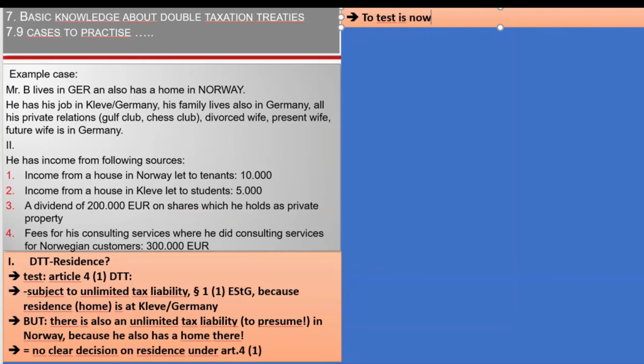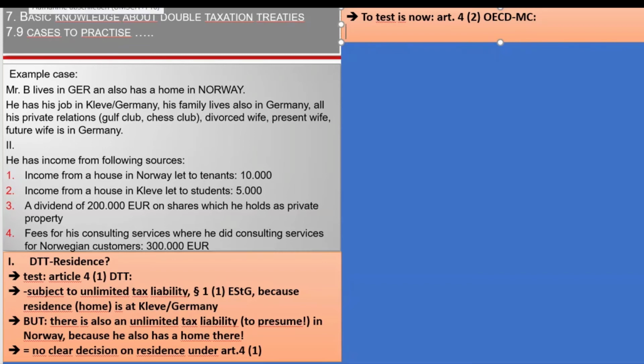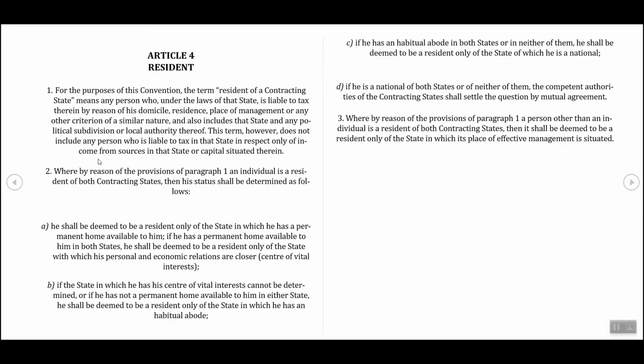The test is now Article 4.2 of the OECD Model Convention, because if that first article brought no solution, we had now to look there, and that is what we have to do now. And so we have a look into that convention. Here it is again. For one, we have already done this.